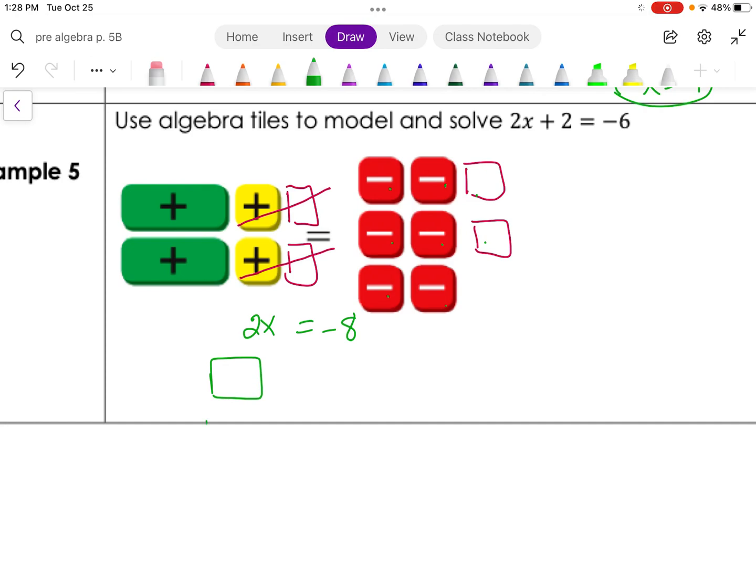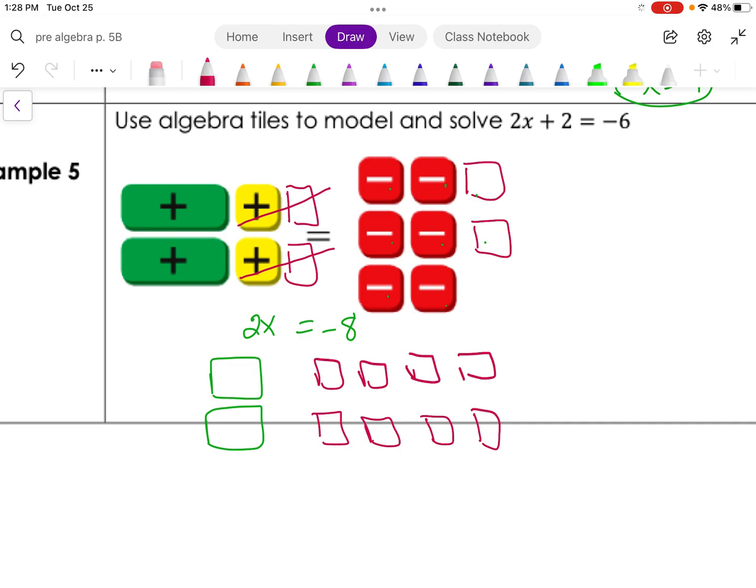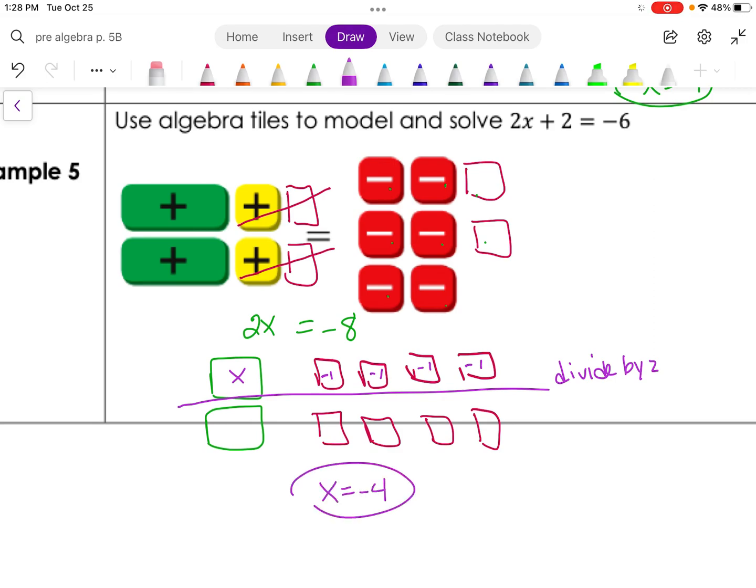Okay, so if I draw that out, I've got 2 x's and 8 negatives. So since I have 2 x's, I could divide by 2. Right, split this into groups of 2. So if 2 x's is 8 negatives, that means 1x is 1, 2, 3, 4 negatives. So x equals negative 4. That's the x value that would make that equation true.